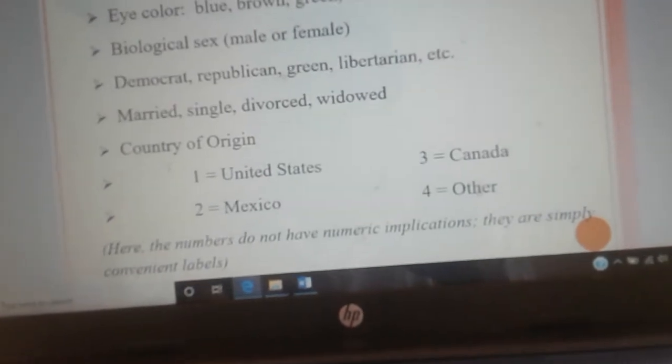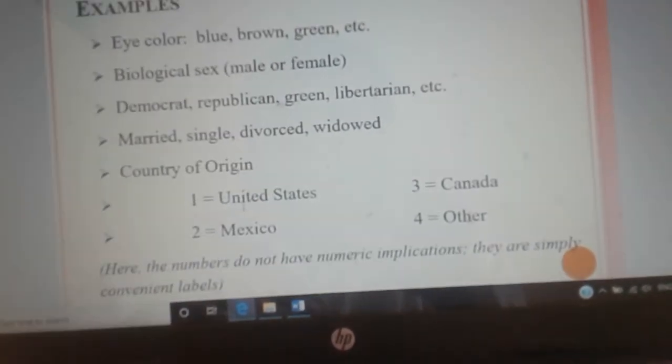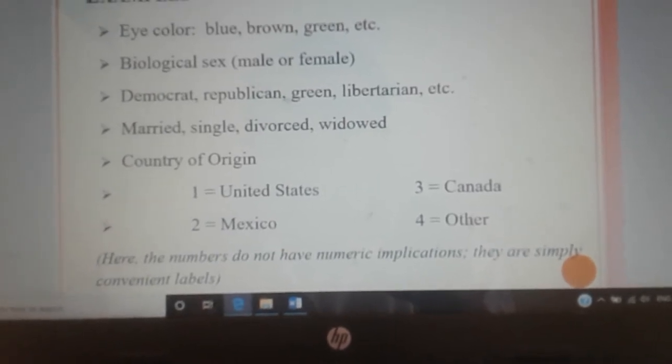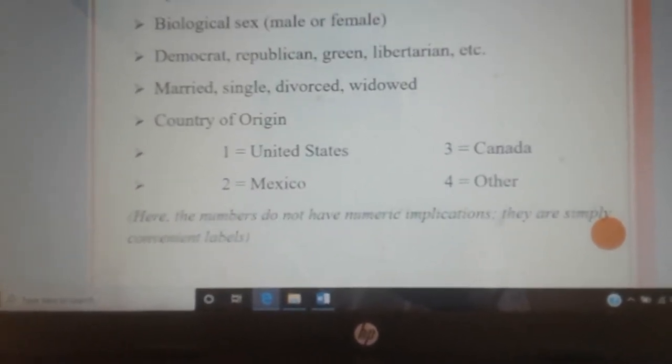Similarly, country of origin may be different countries. The country is also called a nominal scale.